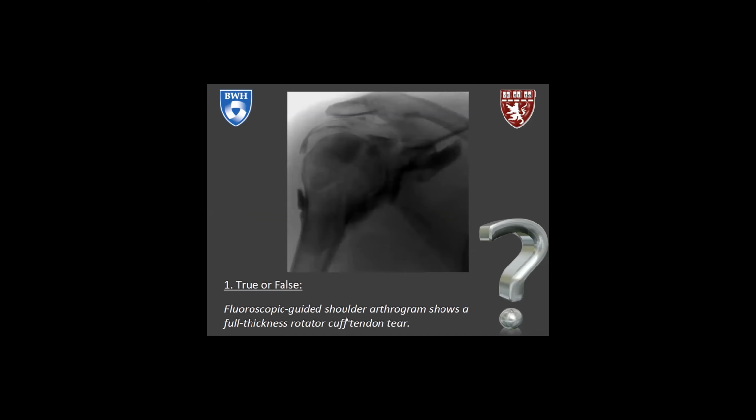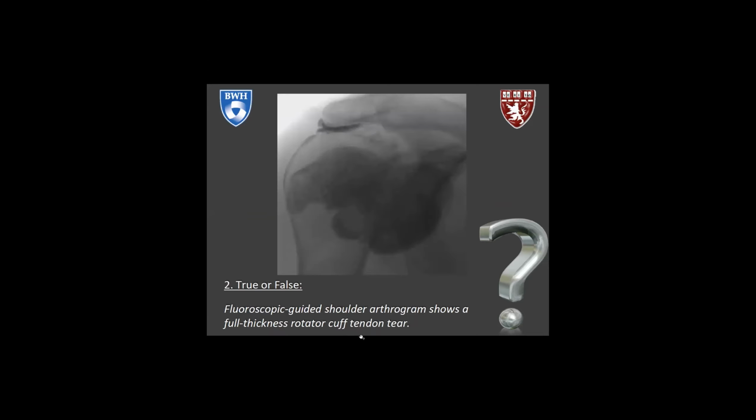Does this full fluoroscopic guided shoulder arthrogram show a full thickness rotator cuff tendon tear? This is true. This was the one demonstrating delamination into the fibers. And the next case was this one, which was false, and this was an actual bursogram rather than a glenohumeral joint injection. So this actually showed a subcoracoid bursal injection.